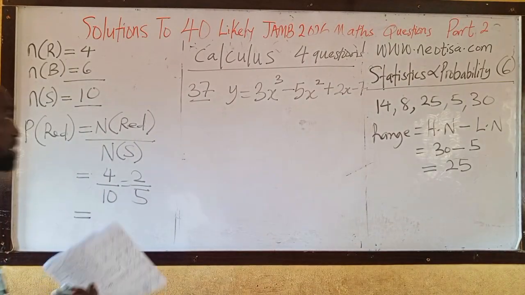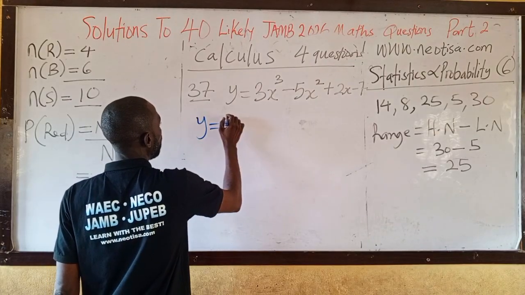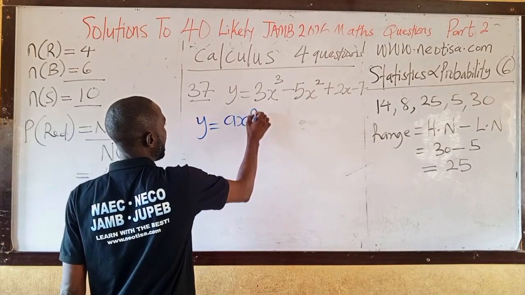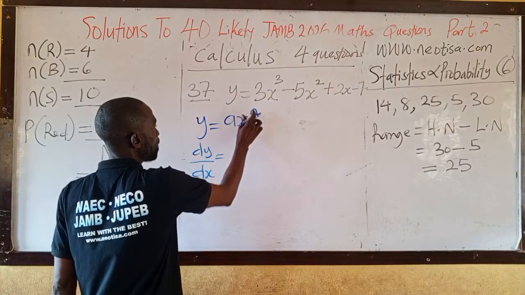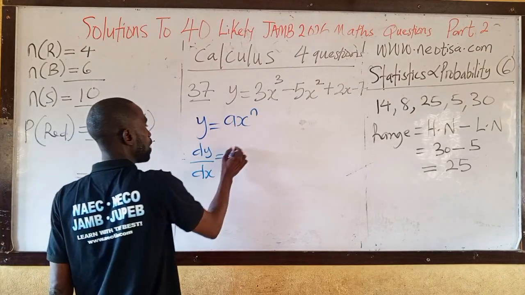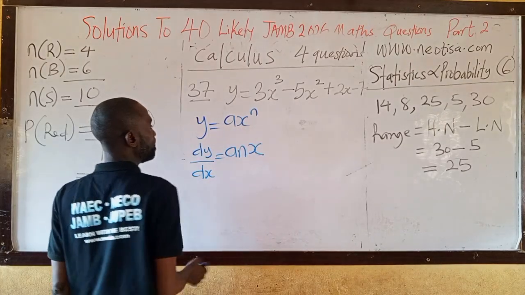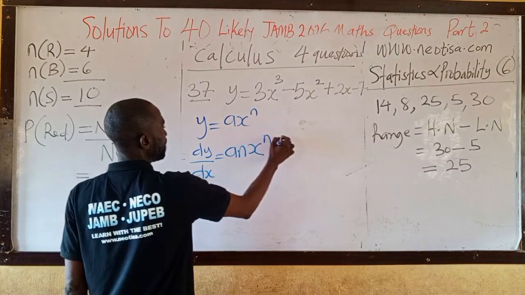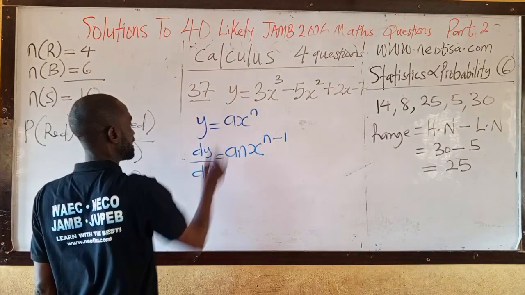The general rule says if you have y equals ax to the power n, then dy/dx is obtained as follows. I use the power to multiply the coefficient. That will be a times n, which is an. I write my x back, with power n minus 1. That's the general formula.